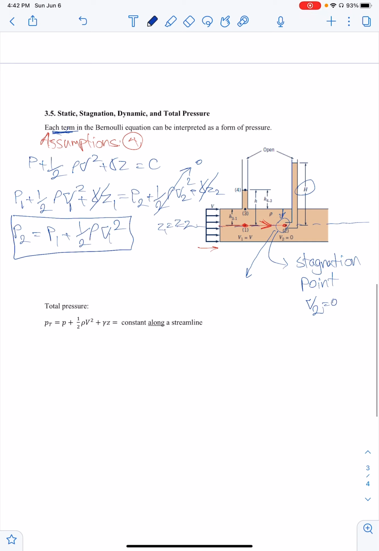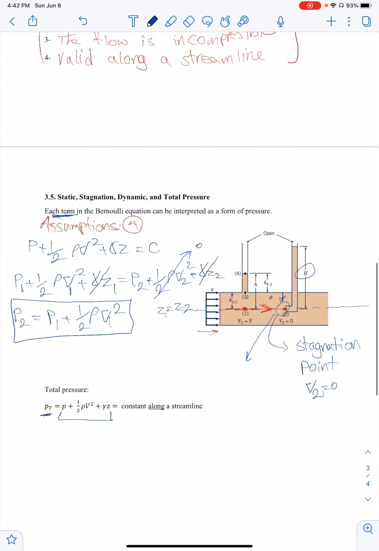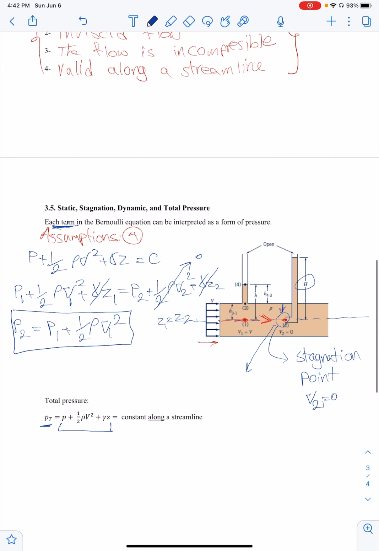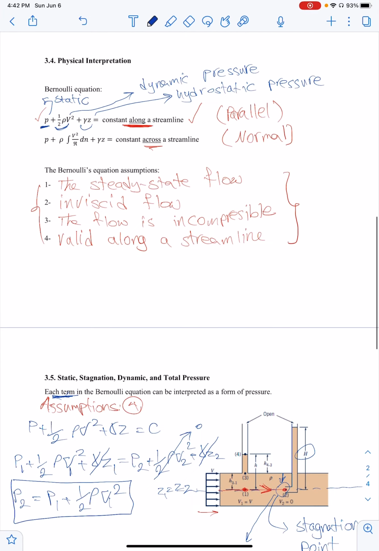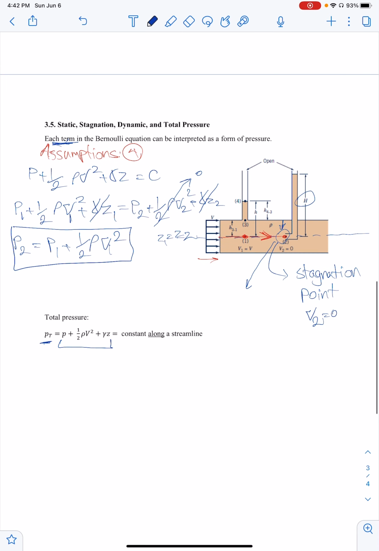We're also going to call this pressure the total pressure, which includes the static pressure, dynamic pressure and the hydrostatic pressure.